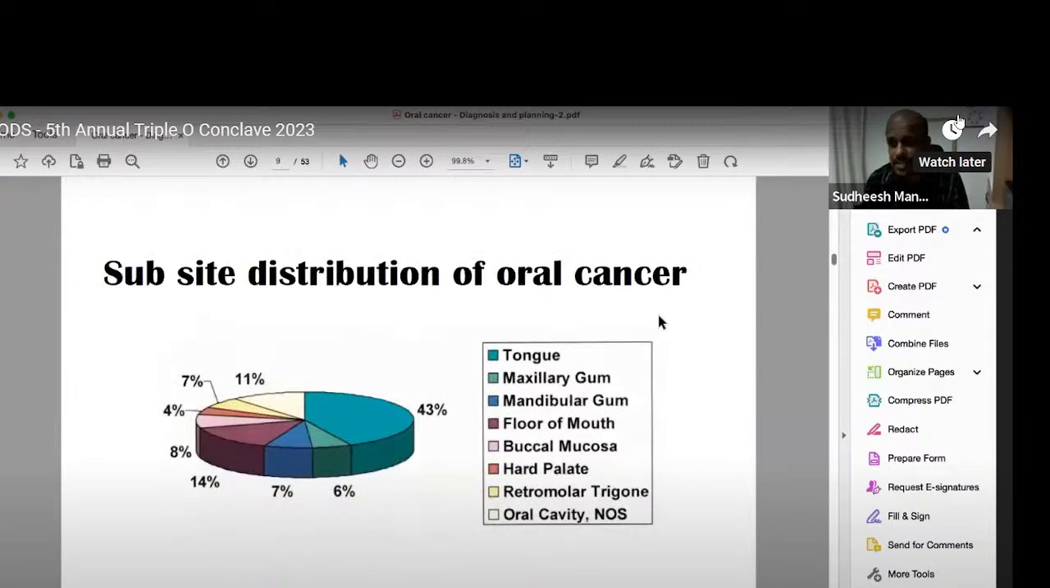This was the subsite-wise distribution. Tongue and floor of the mouth contribute to most of the oral cancer: around 43% of all oral cancer is confined to the oral tongue. Second is the floor of the mouth, and buccal mucosa and lower alveolus come later. But this is the global data. In India, the bucco-alveolar complex, namely the buccal mucosa and upper and lower alveolus, is the most common subsite.